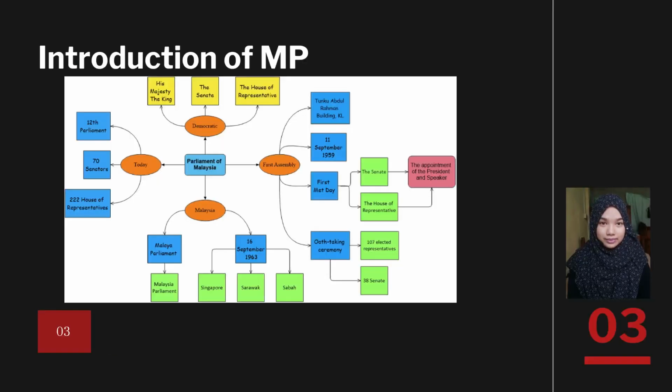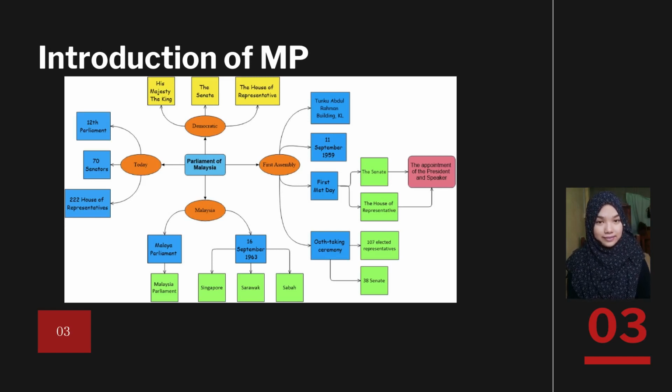Assalamualaikum and hi, my name is Farah and I will present about the concept of the Parliament of Malaysia. The Malaysian Parliament represents the democratic structure of the government. The highest legislative body of the nation consists of 3 components, which are His Majesty the King, the Senate, and the House of Representatives.